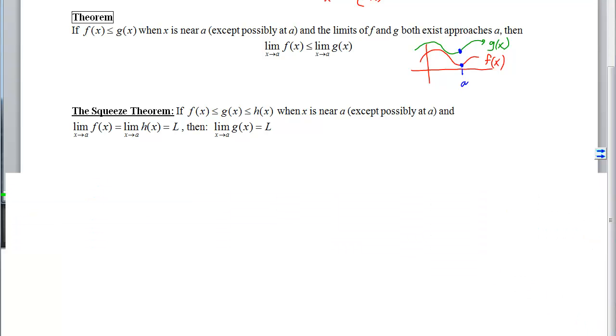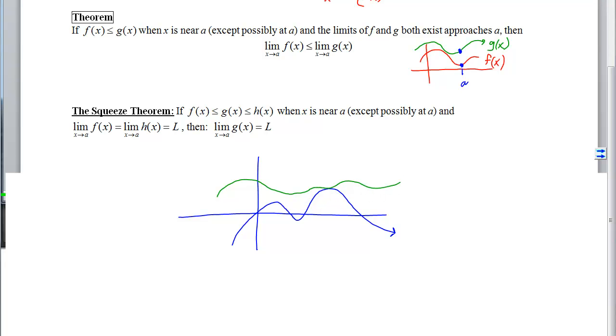Well, the squeeze theorem takes it one step further, and it says that if I have 3 curves now, I have an F, I have a G, and I have an H, where G is bigger than F and smaller than H, and I've got a limit on F that is L, and I have a limit on H that is also L, and G is trapped in between them, then the limit on G must also be L. So how does that help us? Well, let's look at an example.